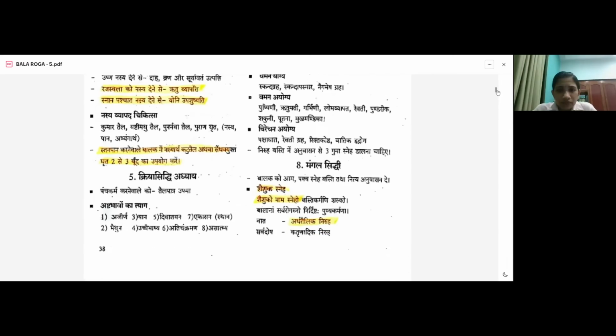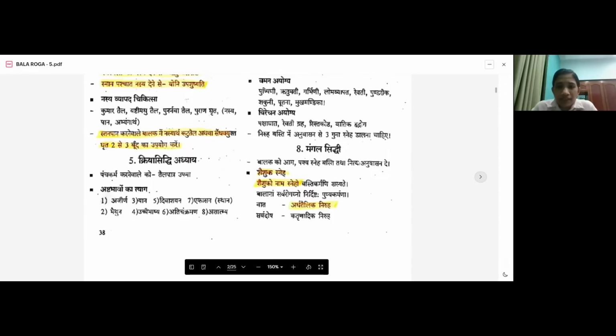Then next, the important point that comes in the Mangala Siddhi Adhyayam. Here, Kashyapacharya mentions Shaishuga Sneha. The importance of Shaishuga Sneha is that it is used for the Vasti Karma. Shaishuga Nama Sneho, Vasti Karmani Shasyate, Balanam Sarva Rogaghno Nirdishtah Pushti Karma. So it helps to mitigate all the diseases that are produced in children. Okay. So Vasti Karma ke liye Shaishuga Sneha Prayoga.